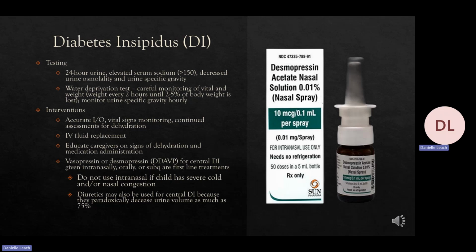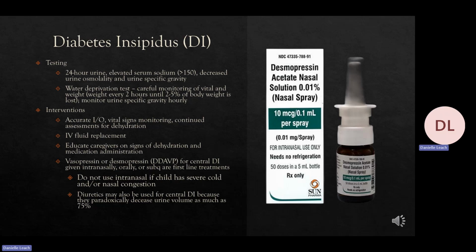So the most common medication given is DDAVP, which is basically synthetic ADH or synthetic vasopressin. So we use this for central diabetes insipidus. It's given intranasally as a nasal spray. It can also be taken orally in a pill or also sub-Q. But obviously for children, a nasal spray is very easy to use.